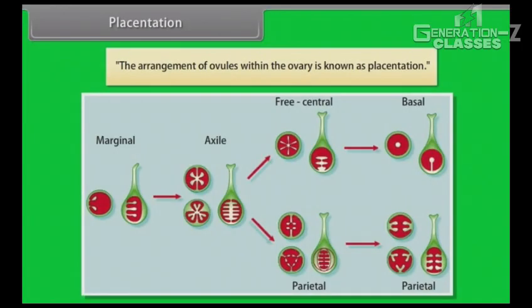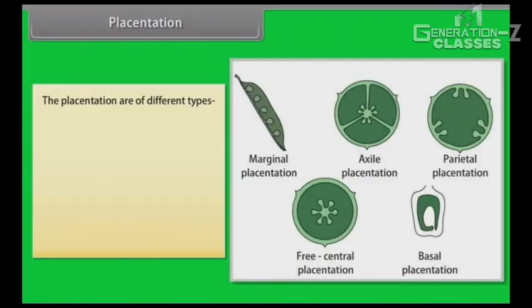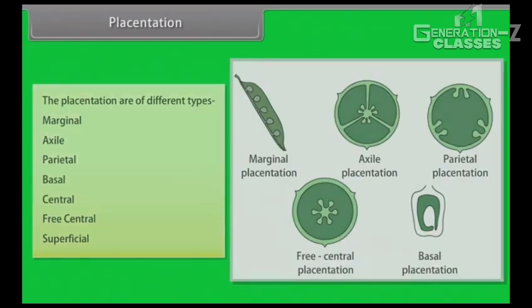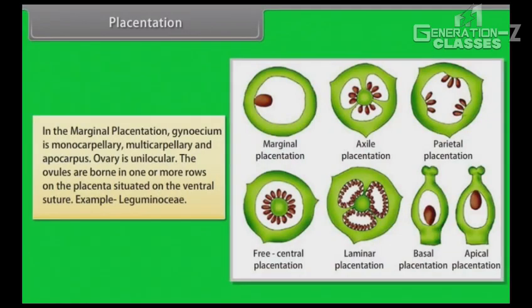Placentation. The arrangement of ovules within the ovary is known as placentation. The placentation is of different types: marginal, axial, parietal, basal, central, free central, superficial. In the marginal placentation, gynoecium is monocarpellary, multicarpellary, and apocarpous. Ovary is unilocular. The ovules are borne in one or more rows on the placenta situated on the ventral sutures.